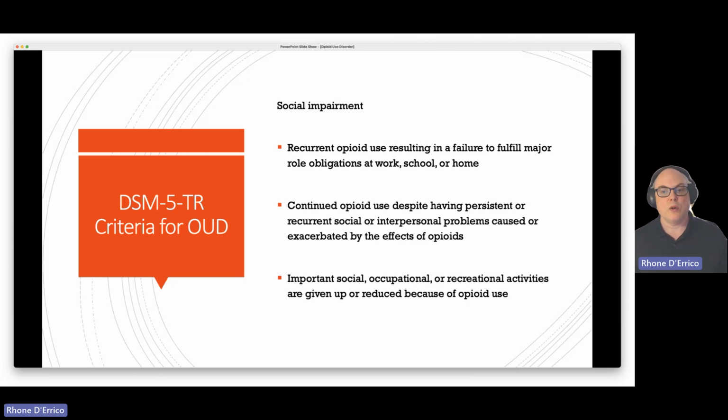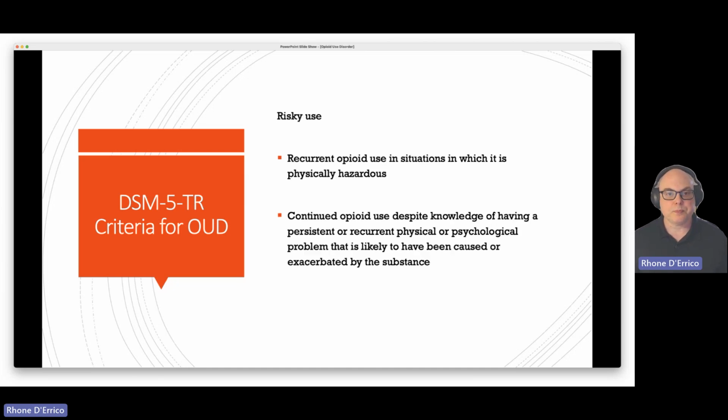Important social, occupational, or recreational activities are given up or reduced because of opioid use. So this person used to be an avid churchgoer or an average member of a club, or they used to play a sport, or they were really involved in aspects of their occupation. Because of their opioid use, they've given up or reduced those activities. That's a criteria for OUD.